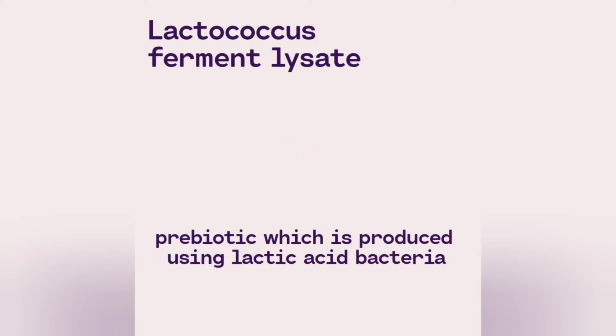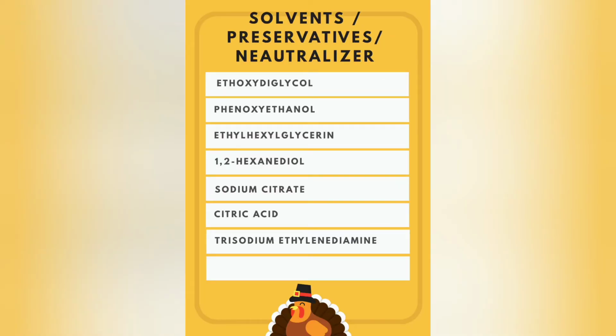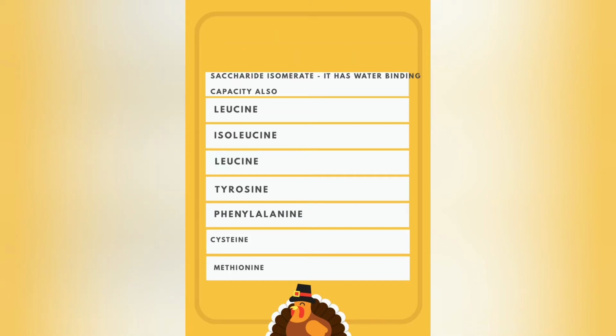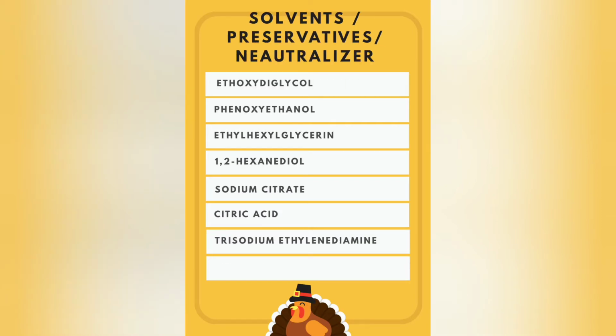Then we have lactococcus ferment lysate. This ingredient is not so familiar in Indian skincare products, but you can find it in a lot of Korean, Japanese or other products. This is also a prebiotic which is produced using lactic acid bacteria, and it is helpful in strengthening the skin barrier, and it can also help with the improvement of the quality of the skin.